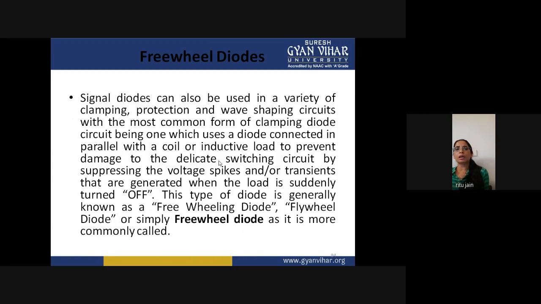Signal diodes can also be used in a variety of clamping, protection, and wave shaping circuits, with the most common form of clamping diode circuit being one which uses a diode connected in parallel with a coil or inductive load to prevent damage to the delicate switching circuit by suppressing the voltage spikes or transients that are generated when the load is suddenly turned off.